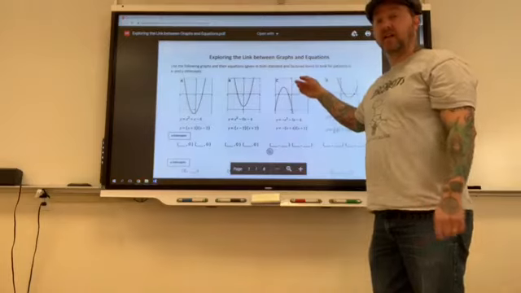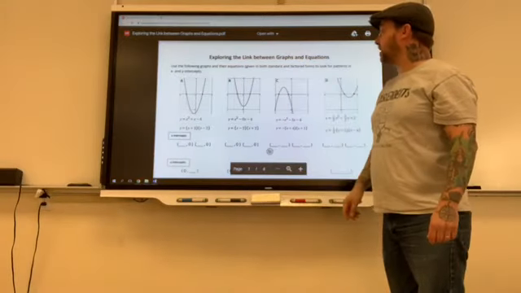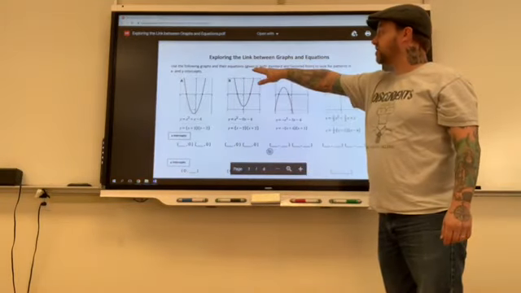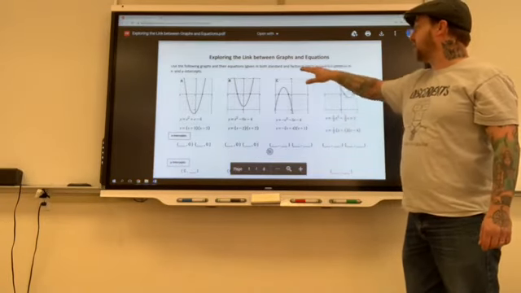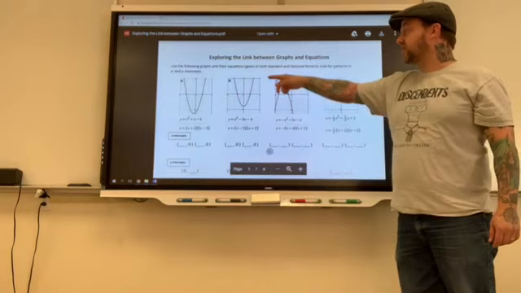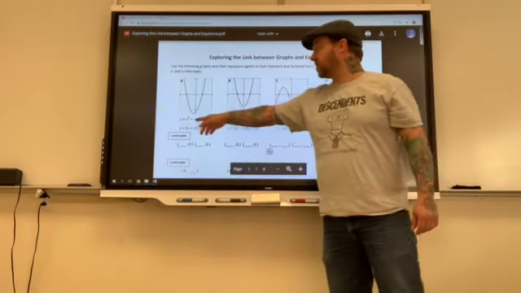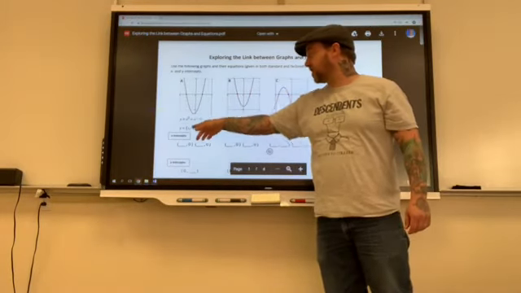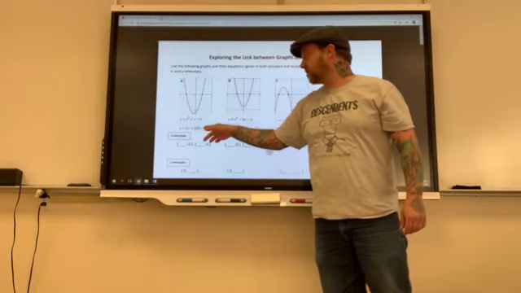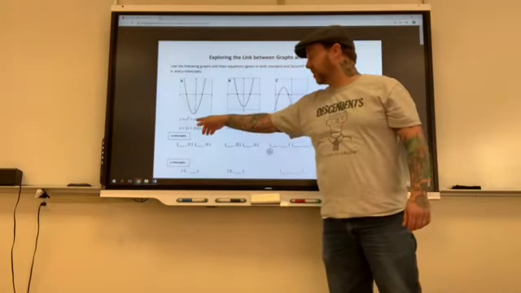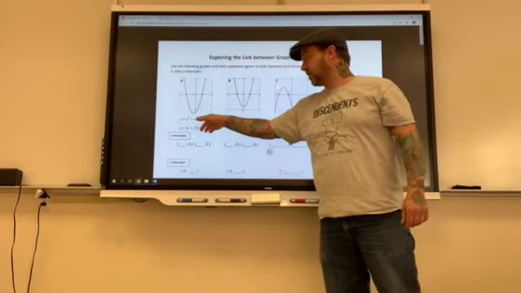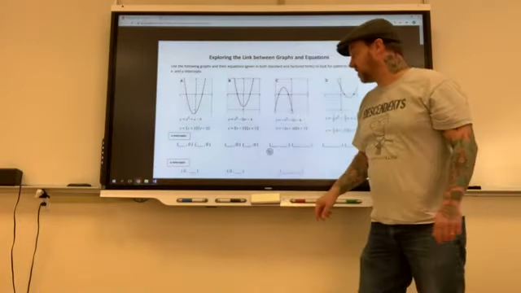Wilke, and today we're going to be exploring the link between graphs and equations. So this says, use the following graphs and their equations given in both standard and factored form to look for patterns in x and y-intercepts. So here's y equals x squared plus x minus 6, y equals x plus 3 times x minus 2. You'll notice if we multiply these two together, we get this. If we factor this, we get this. Okay?